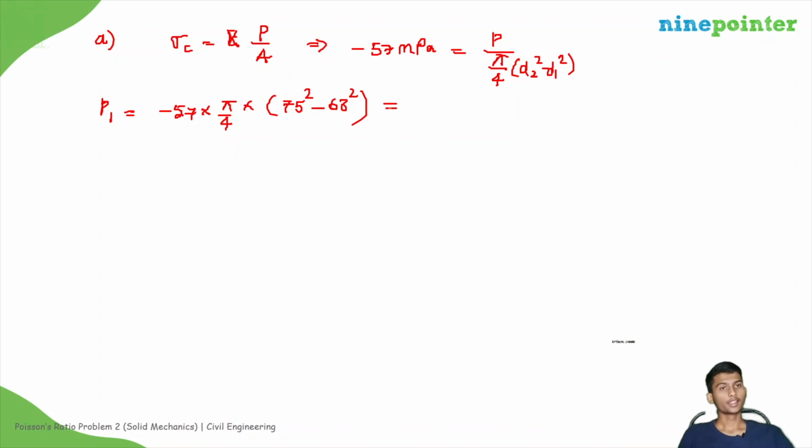So let us put it in the calculator. 57 into 3.14 into 75 square minus 63 square, divided by 4. So we get 74097.7 newtons, which is nearly 74.1 kilonewtons. So this is about the first question. Let us go to the second question.